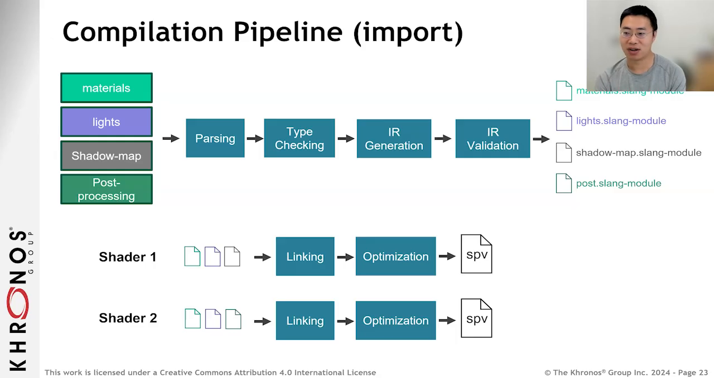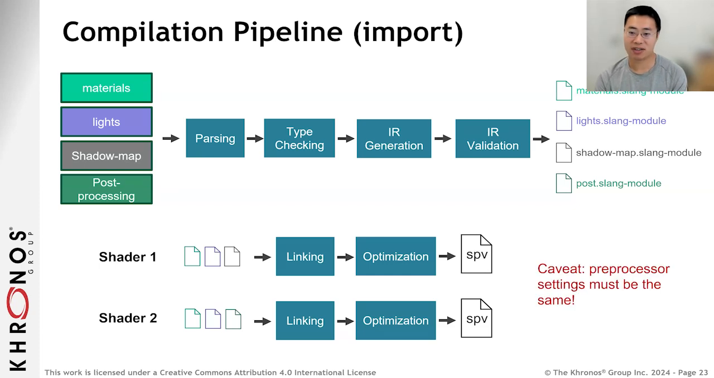So you can see that all that front-end work is being reused across different shader compiles. And that is what I mean by saying the module is compiled once. It is all that front-end type checking, parsing, and some IR generation and validation work.